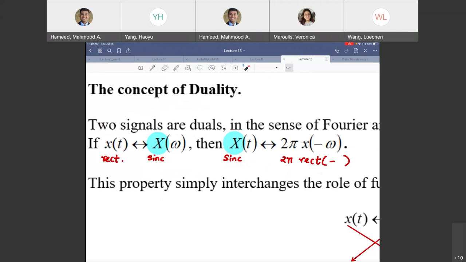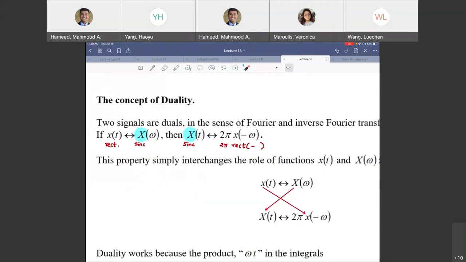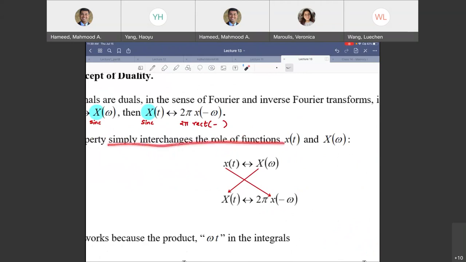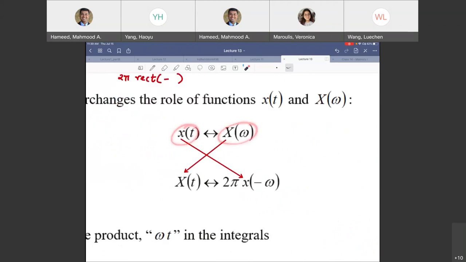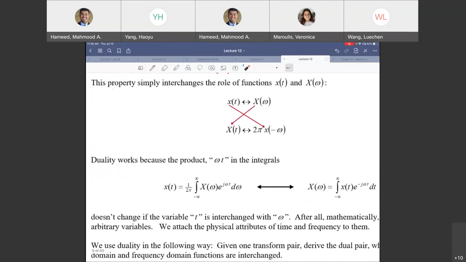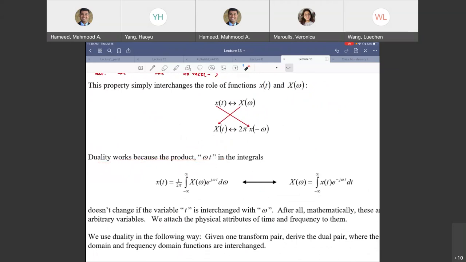All of this can be traced back to the formula for Fourier transforms and inverse Fourier transforms. Let's take a look. This property simply interchanges the roles of the functions, small x and cap X. So this is one function here, x and X of omega, rectangle and sinc, like you guys said. You put this function X over here, and then you put this small x over here. In time, you have a new function, cap X. In frequency, you have a new function, small x, but flipped about the y-axis, and you scale it. That's what the concept of duality lets you do. And the proof of that is this: duality works because of the product omega t in the integrals.